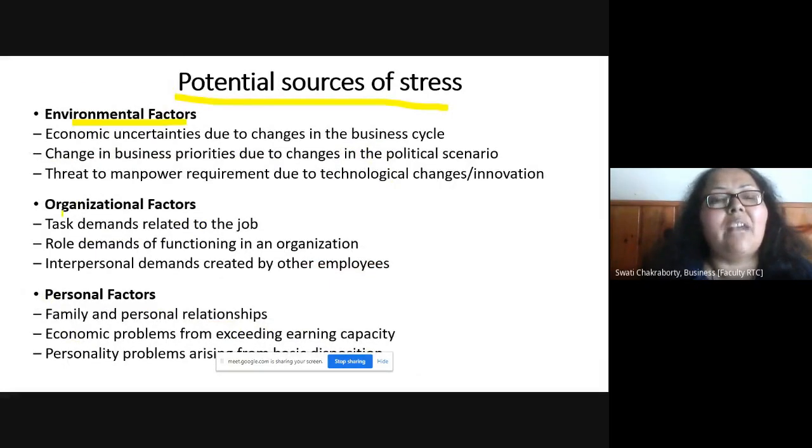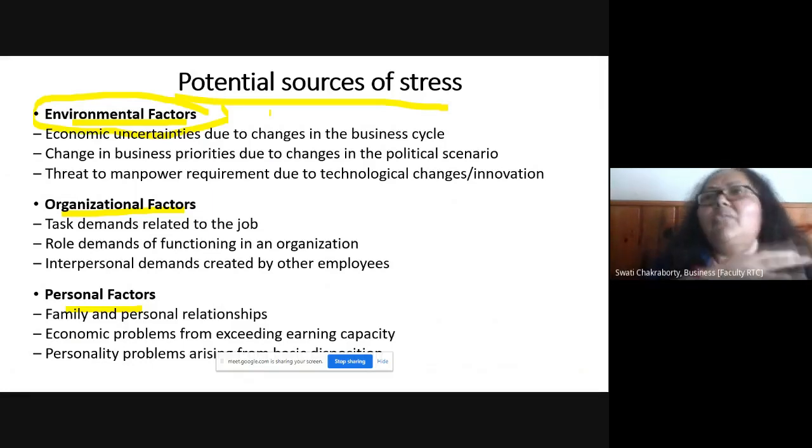We have three different types: environment, organizational, and personal. Environment is where we talk of external. Environment here is not nature, we're talking of PESTLE: political, economic, social, technological, legal, anything. There could be economic uncertainties due to changes in the business cycle. Say, for instance, right now we are having recession due to this COVID problem. So what happens? There is an economic recession worldwide. People are losing jobs, there's uncertainty.